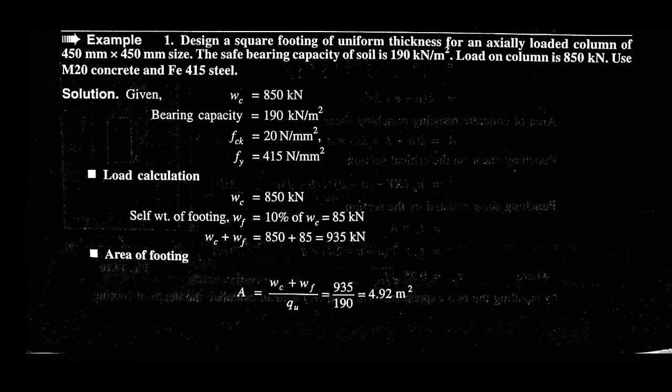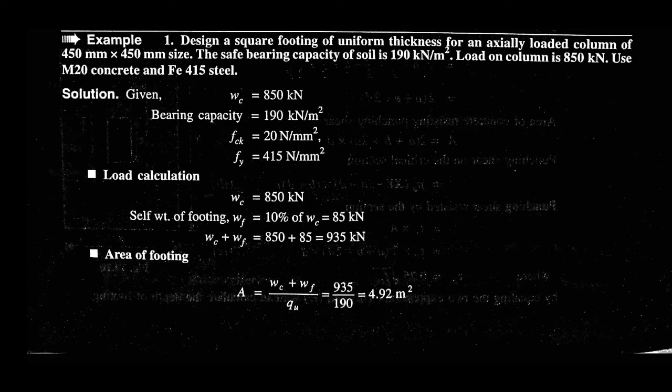WC is given, that is 850 kN. Bearing capacity Q0 is also given, that is 190 kN per meter square. For M20 grade of concrete, fck is 20 Newton per millimeter square, and for Fe 415 steel, fy is 415 Newton per millimeter square. Now, the first step for the design is load calculation.